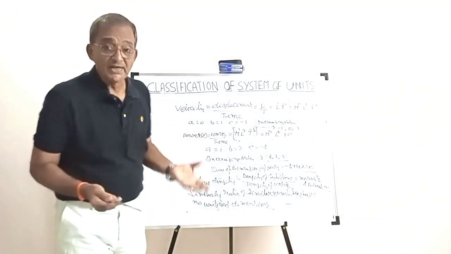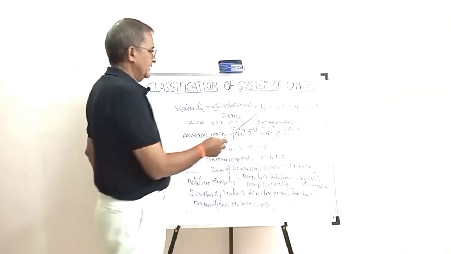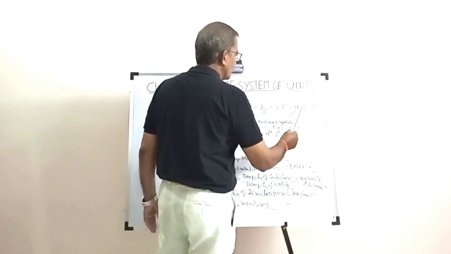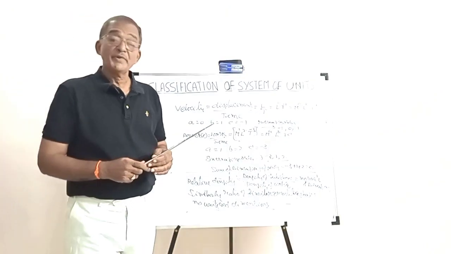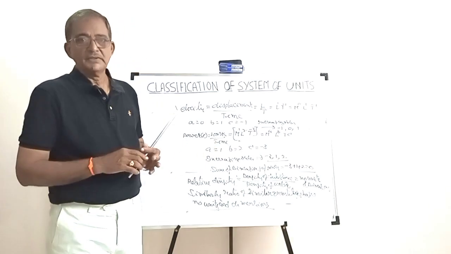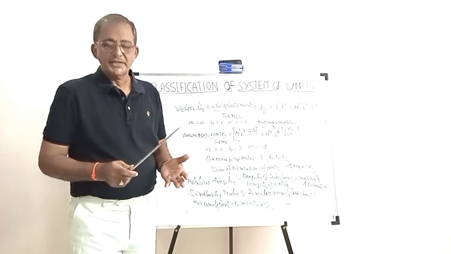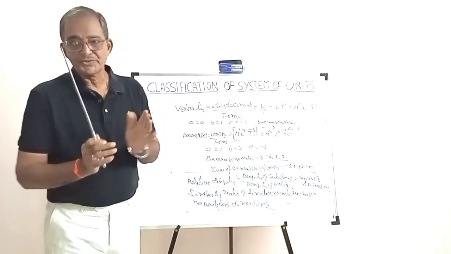And what is the total dimension of velocity? If the question is like this, then the sum of all the dimensions, 0 plus 1 minus 1 is nothing but 0. And there are so many such quantities having total dimension 0. This is possible if some dimensions are negative and some dimensions are positive.